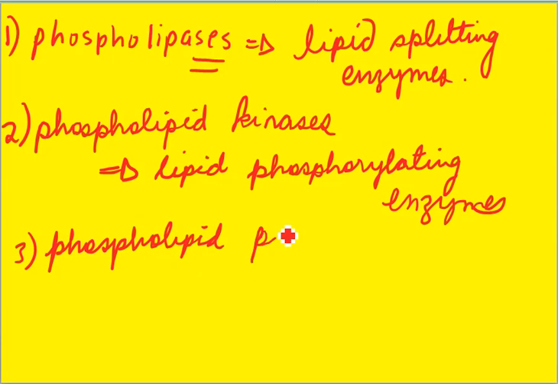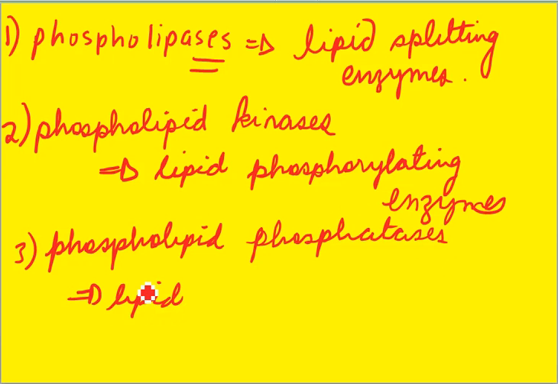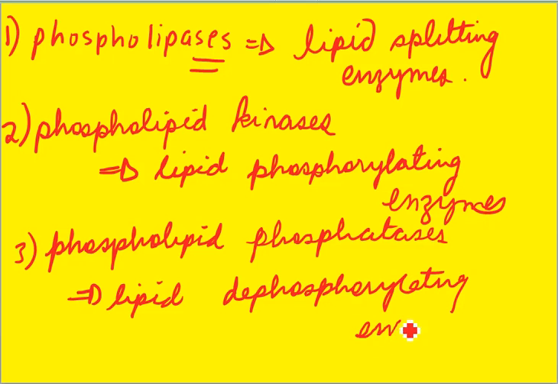Phospholipid phosphatases, big words, huh? As you can guess, they are lipid dephosphorylating enzymes. So these are the main three enzymes. I'm not sure if there are more, but it can't be less, it has to be these three at least. These are the most important ones: lipid splitting, phosphorylating, dephosphorylating.